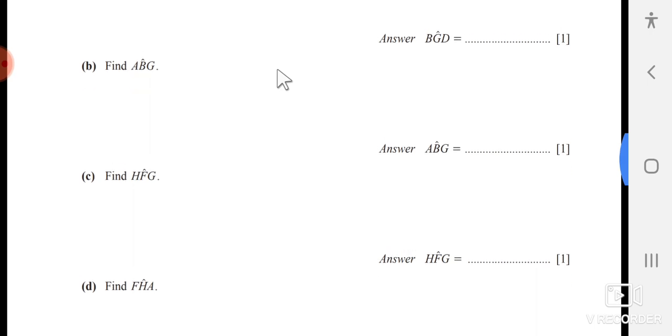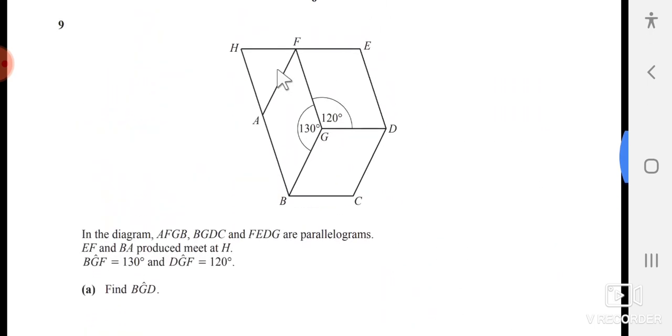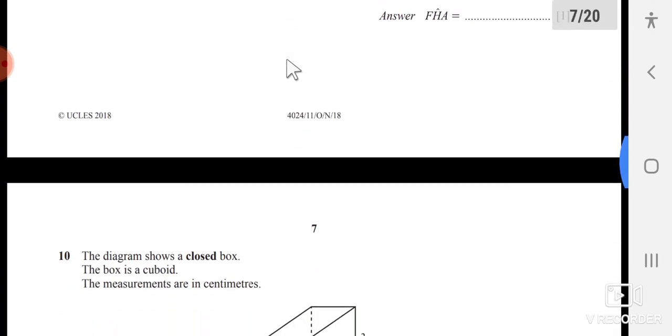Now FHA, where is FHA? FHA, this angle. Look, as I told you, this angle is 50 degrees and the complete angle is 120 degrees. So you can calculate 120 minus 50, and that would be 70 degrees. Okay, and this way we can calculate this angle.